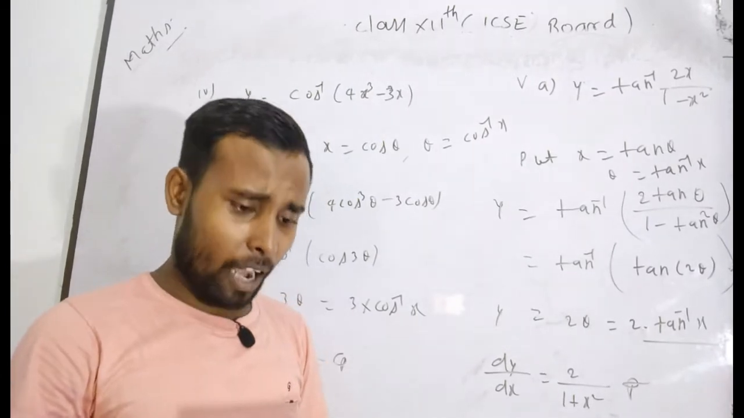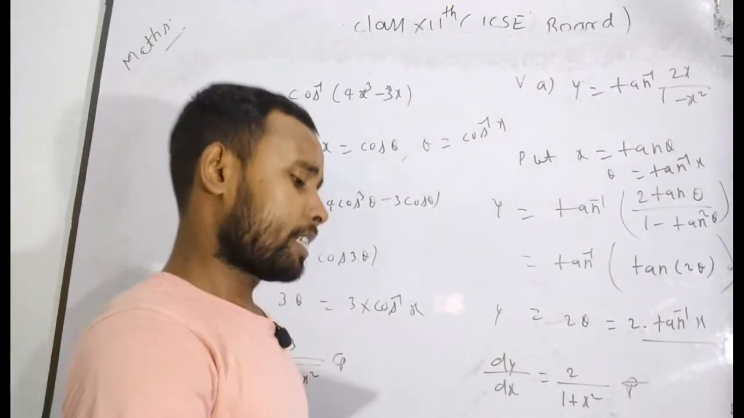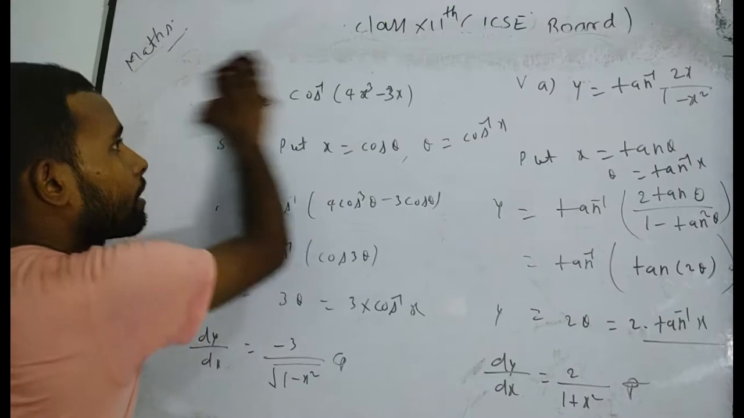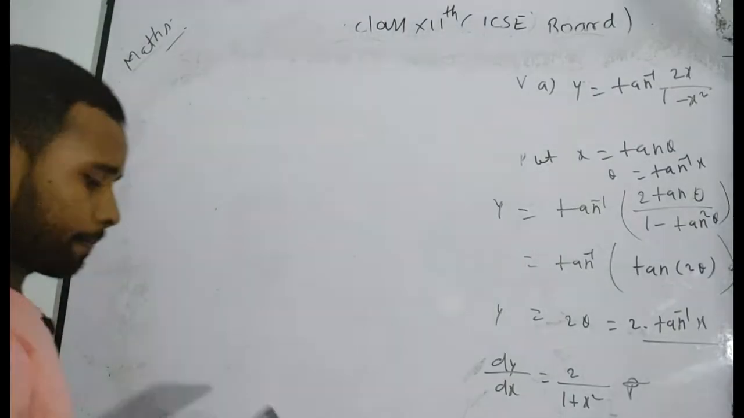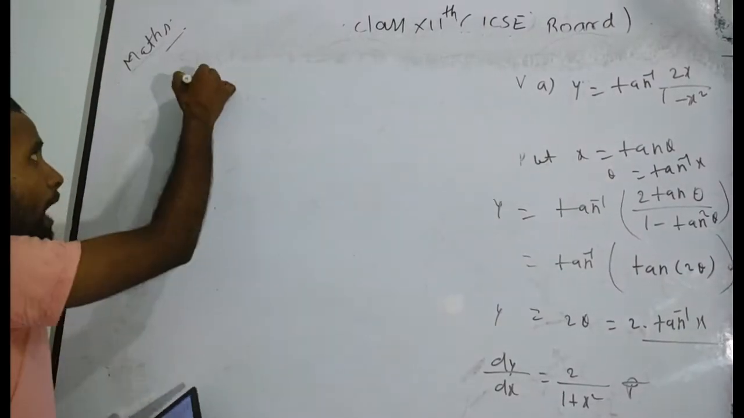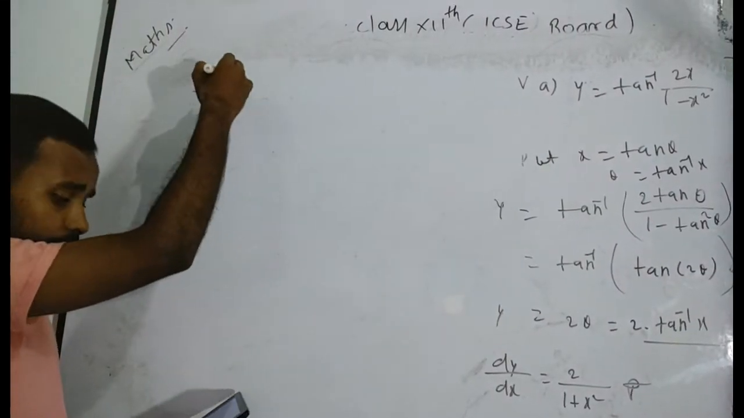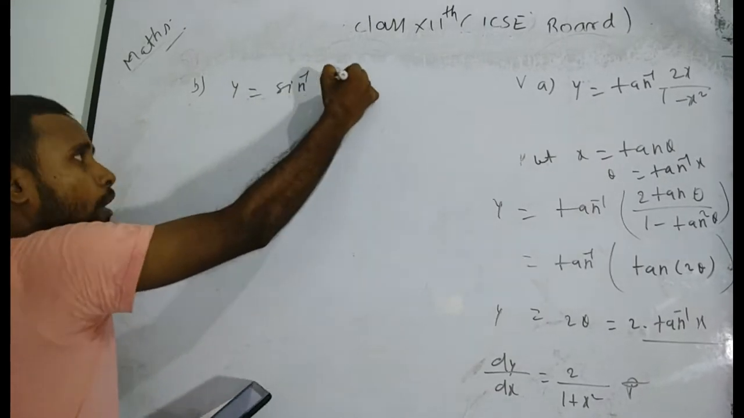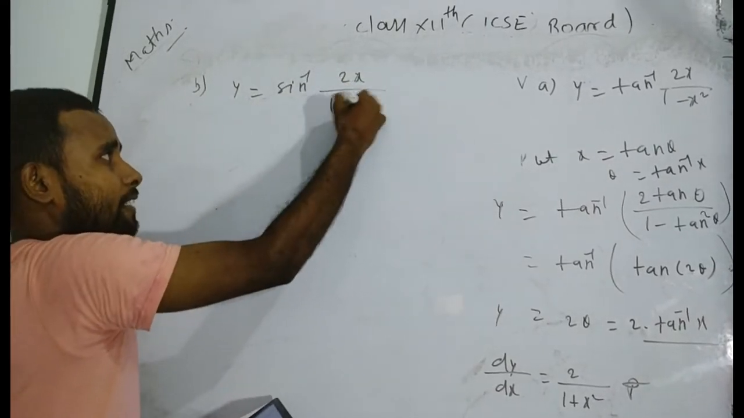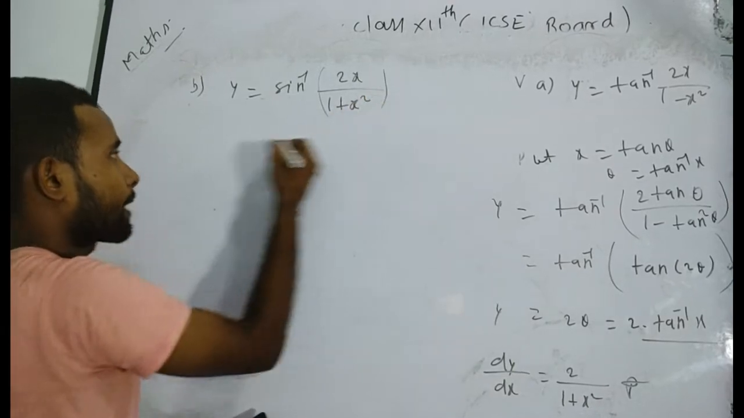Now again take the next question, that means 5b. This is your 5a. Now we take 5b. I am always telling you, firstly remember all trigonometric formulas. Thereafter everything becomes very easy for this chapter.